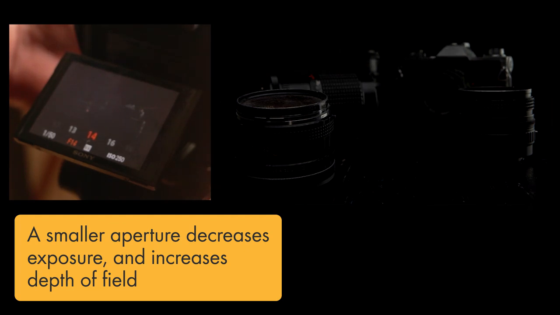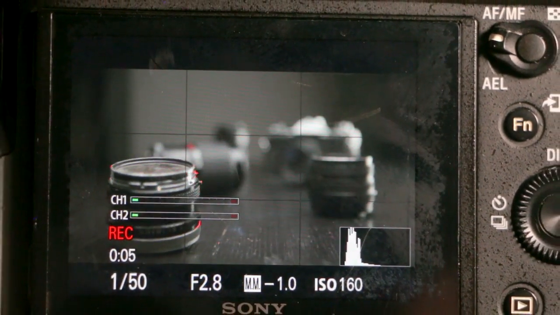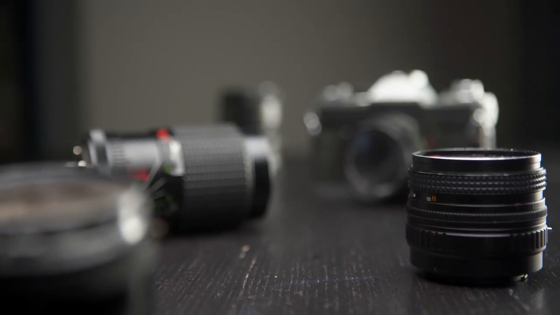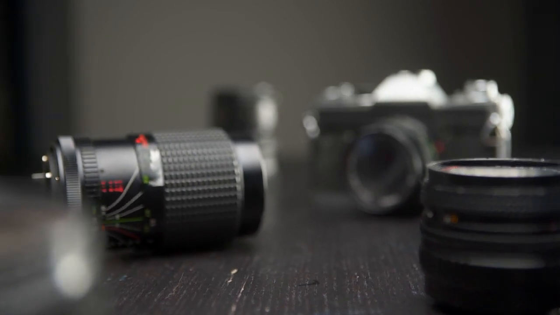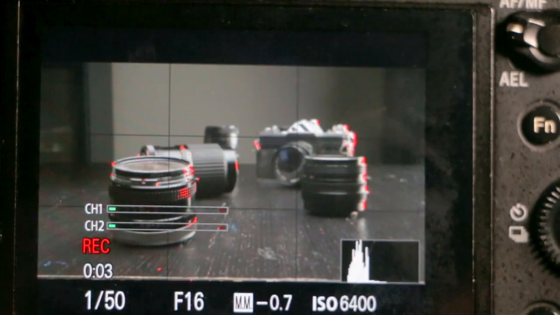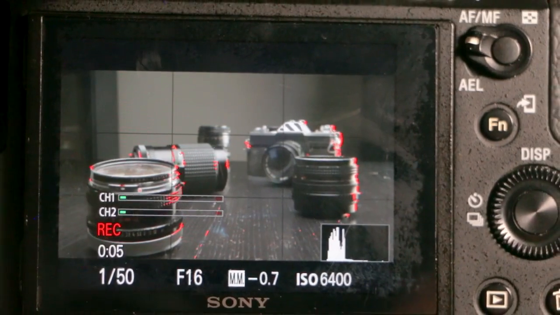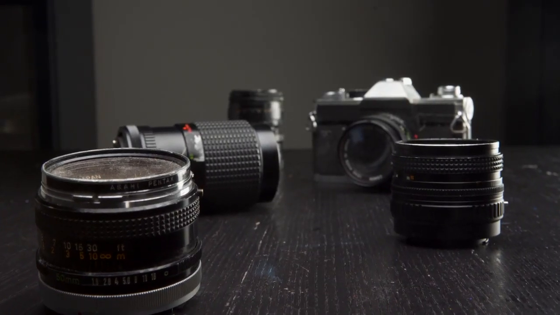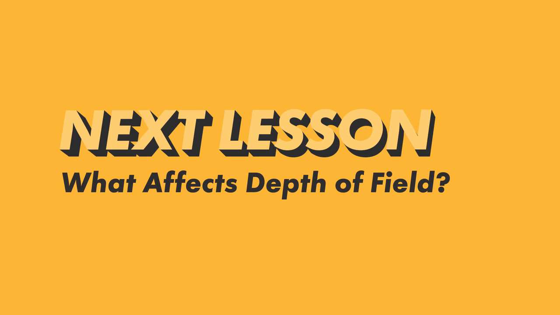The aperture also creates bokeh, which is all the parts of an image that are out of focus. The smaller the aperture, the more bokeh will be present in your shot. If you increase your aperture, the bokeh will become less noticeable. In the next lesson, we're going to learn more about what affects depth of field.